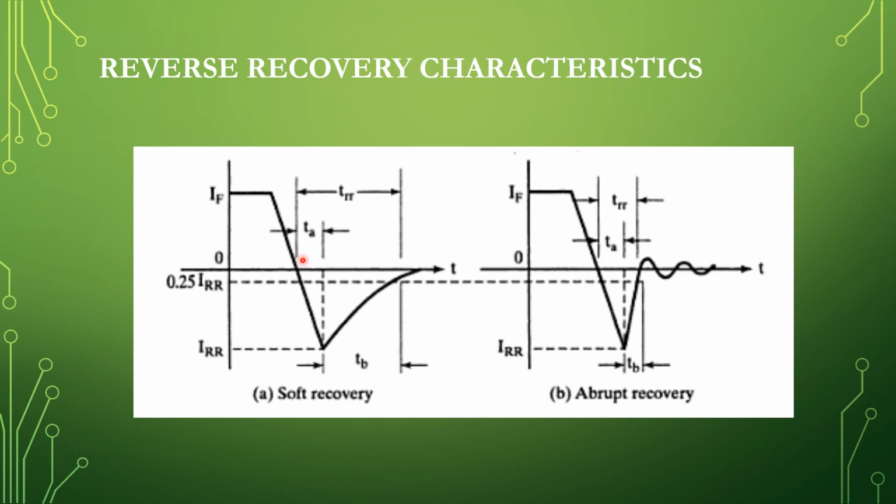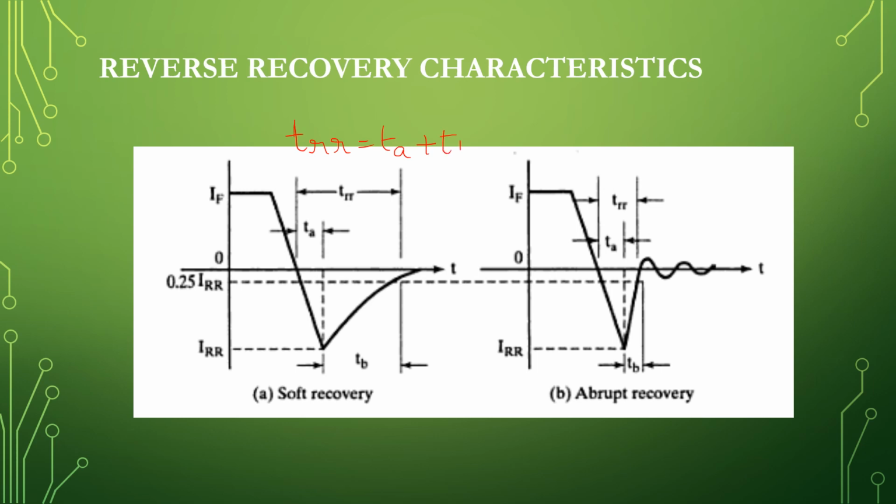That is because when the diode is applied with the reverse voltage, it will continue to conduct with the minority carriers that are still present in the PN junction and the semiconductor material. So it takes time to recombine with the opposite charges and to get neutralized. That time is called the reverse recovery time, which is TRR.